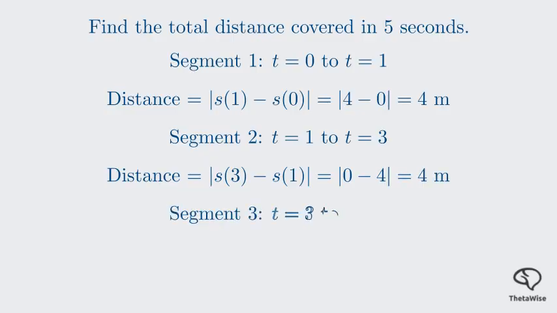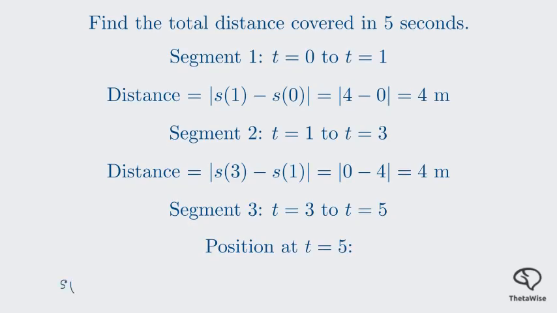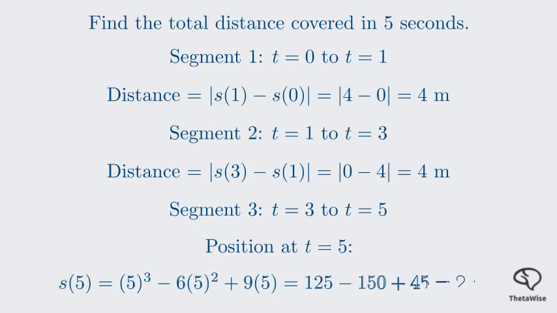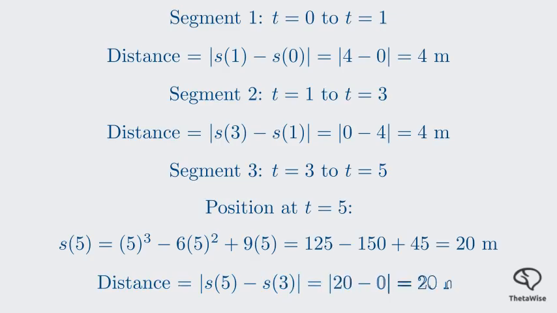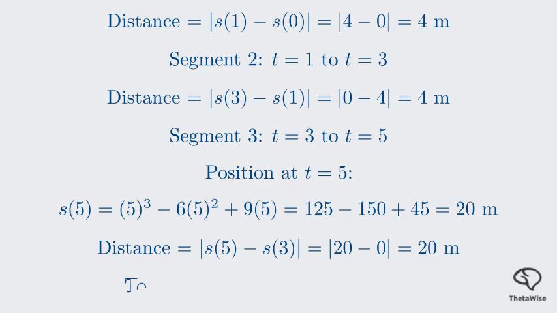Finally, from t = 3 to t = 5, we need to find the position at t = 5. Substituting t = 5 into our position function gives s equals 20 meters. So the distance covered in this segment is the absolute value of 20 minus 0, which is 20 meters. This is the distance moved to the right again. The total distance is the sum of these three distances. 4 plus 4 plus 20 equals 28 meters. This is the actual path length the particle traveled.